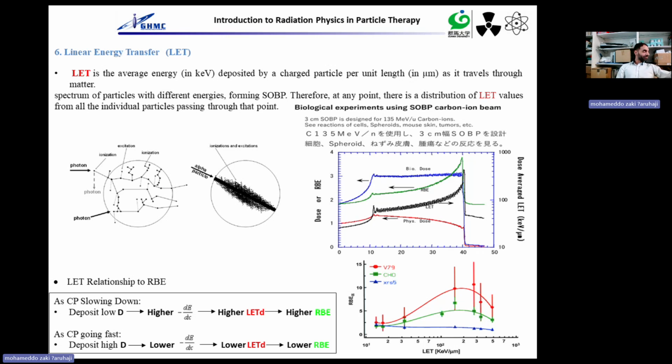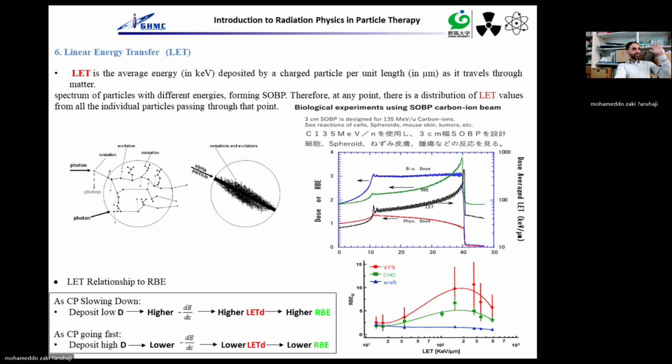Linear energy transfer, LET. LET is the average energy deposited by a charged particle per unit length as it travels through the matter. A spectrum of particles with different energies forms the spread out Bragg peak. Therefore, at any point, there is a distribution of LET values from all individual particles. Now, before I go deep into LET, because this is a topic I will never stop talking about, I can tell you more.